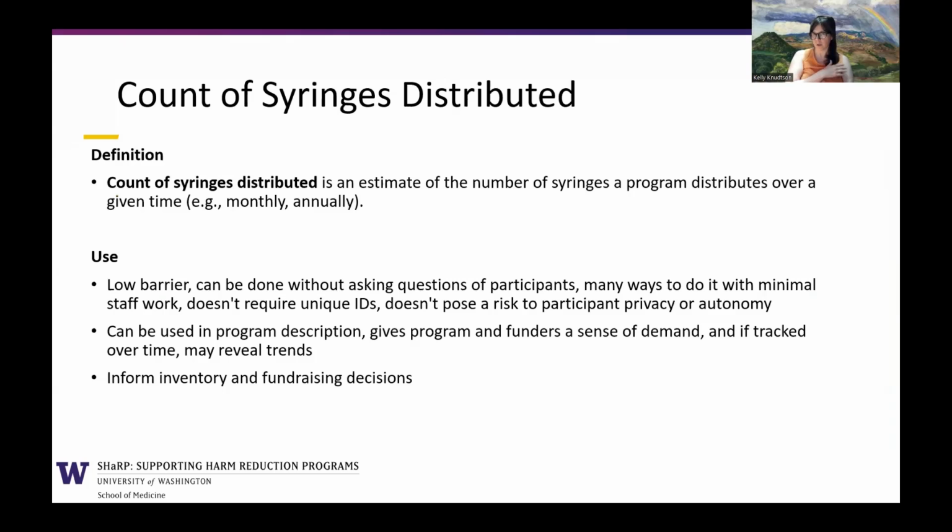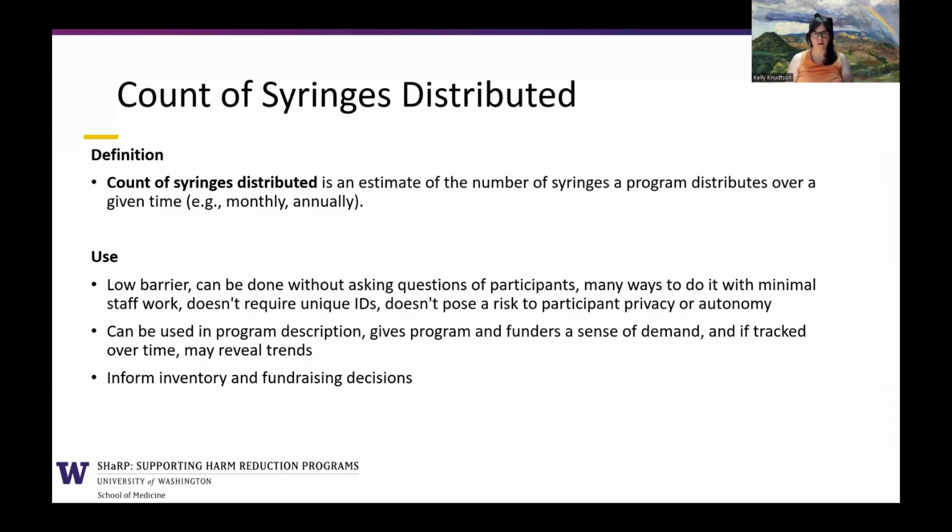So first, we're going to talk about count of syringes distributed. The main sections in every indicator are definition, use, collection, and considerations. Here, definition is pretty straightforward. It's what we consider the definition of the indicator. For this one, the count of syringes distributed is an estimate of the number of syringes a program distributes over time. And this would be reported as a number.